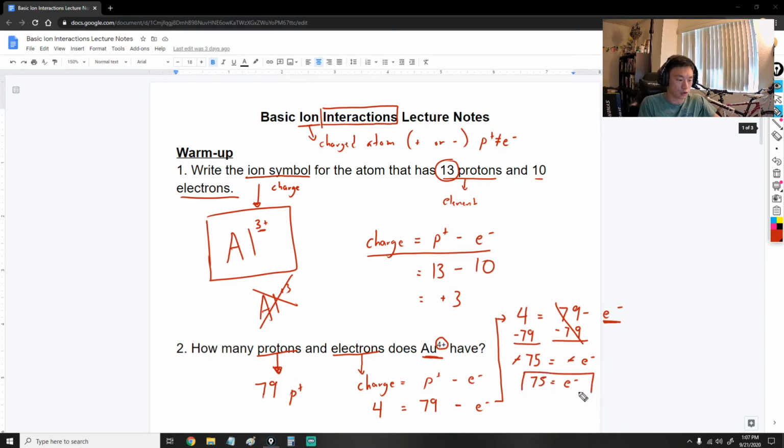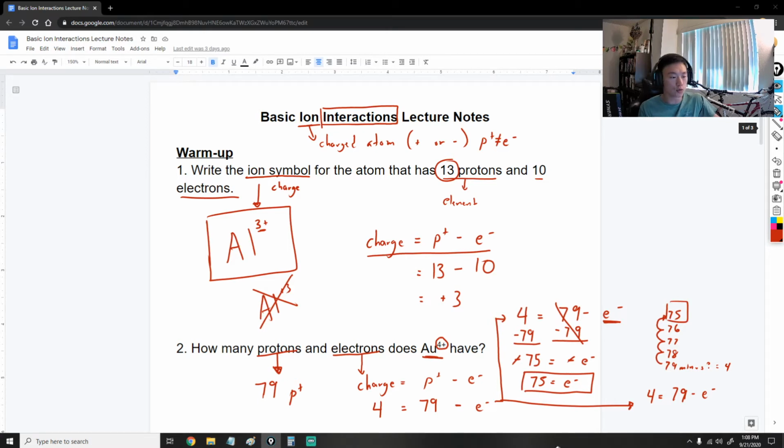Okay, so that's one way you can do it. The other way I think is a little bit easier is you just kind of need to think about it. Okay, 4 equals 79 minus electrons. So you just need to think about it, like 79 minus what equals 4? Okay, and if you kind of just think about it, you count backwards from 79, you go 78, 77, 76, 75, so that's 1, 2, 3, 4. You count backwards, and you should get 75.